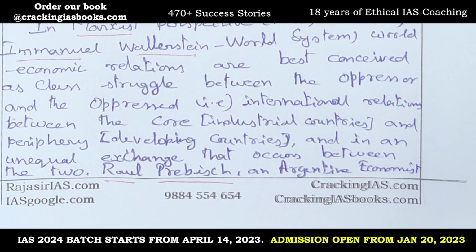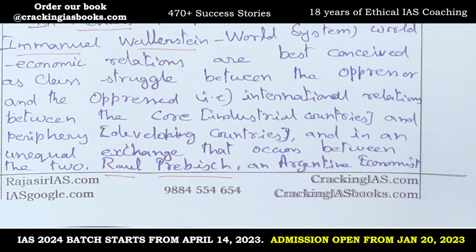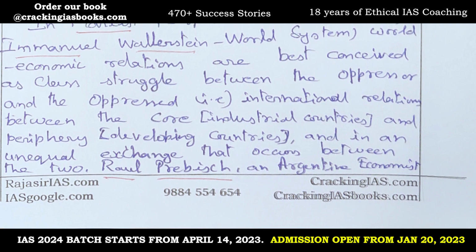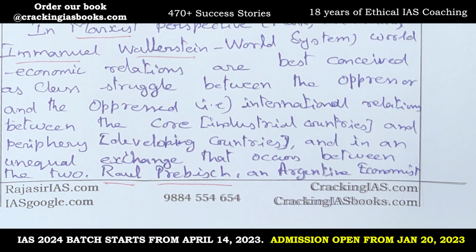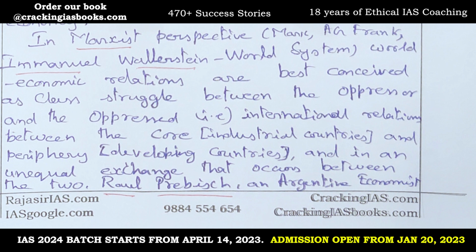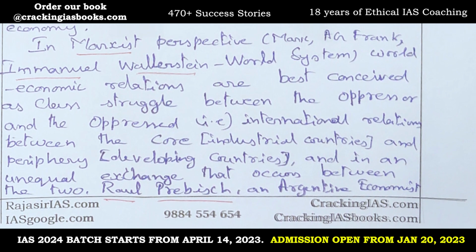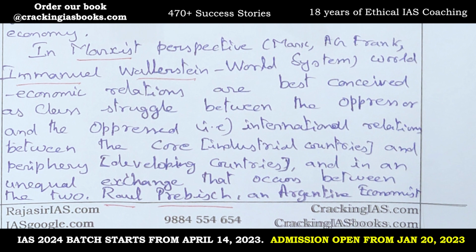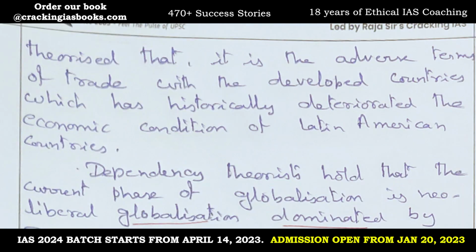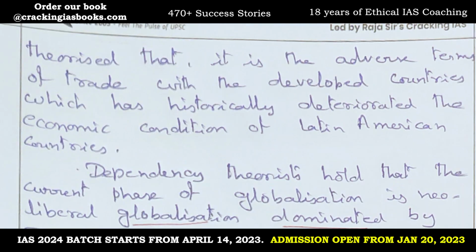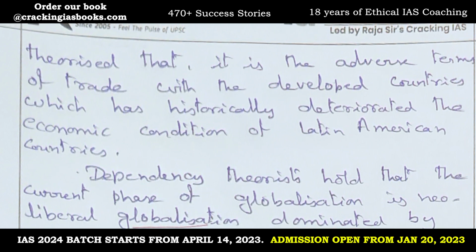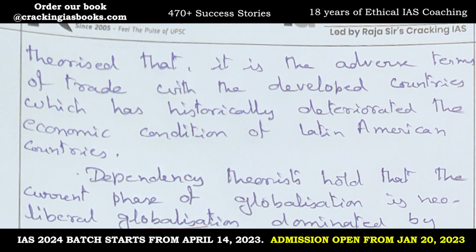World economic relations are best conceived as class struggle between the oppressor and the oppressed. That is, in international relations between the core industrialized countries and periphery developing countries, and the unequal exchange that occurs between the two, right? Full stop. I am giving one instance also, that is by another economist, right? Raul Prebisch, an Argentine economist, theorized that it is the adverse terms of trade with the developed countries which has historically deteriorated the economic condition of Latin American countries, right?